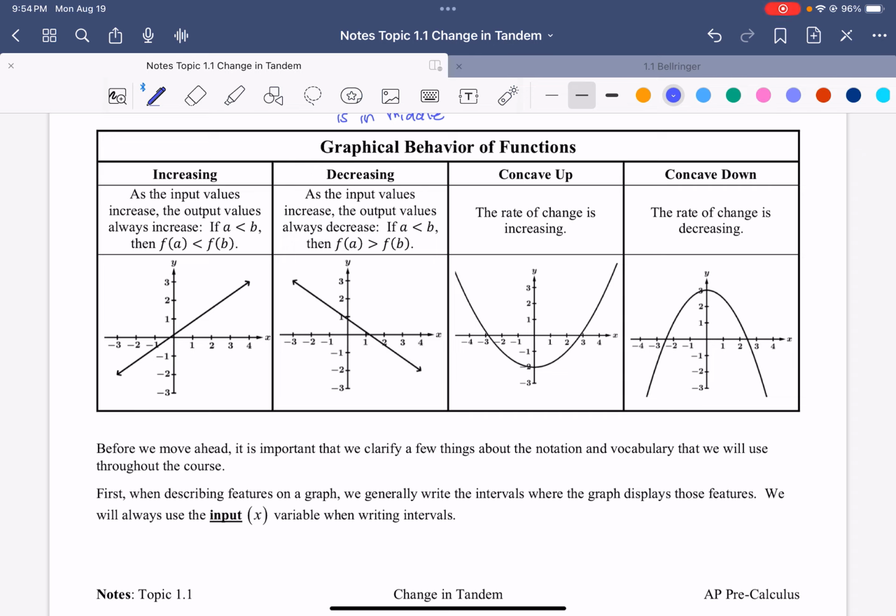Moving on to some vocabulary words, we have graphical behavior of functions. Increasing and decreasing, you might have heard in your algebra classes in previous years. If your function is increasing, you'll say as the input values increase, the output values always increase. For decreasing, as the input values increase, the output values always decrease. So just as a reminder, you're always going to read your graphs from left to right.